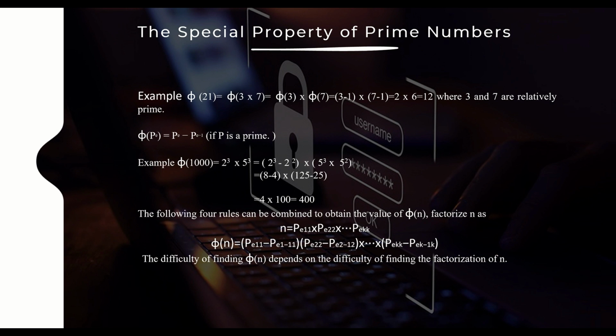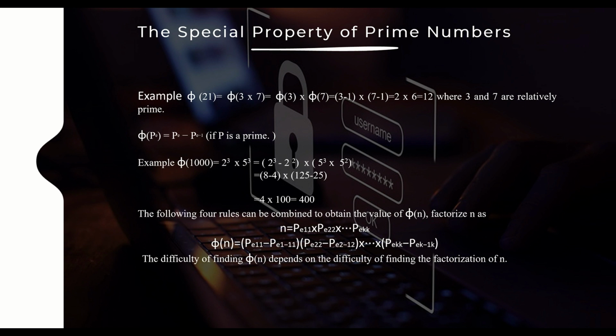Fourth rule. Phi of p to the power e equals p to the power e minus p to the power e minus 1, where p is a prime. For example, phi of 1000 equals phi of 2 cubed times 5 cubed, which equals 400, where 2 and 5 are prime numbers. The four rules can be combined to obtain the value of phi of n. Factorize n as p1 to the e1 times p2 to the e2 and so on up to pk to the ek. The difficulty of finding phi of n depends on the difficulty of finding the factorization of n.